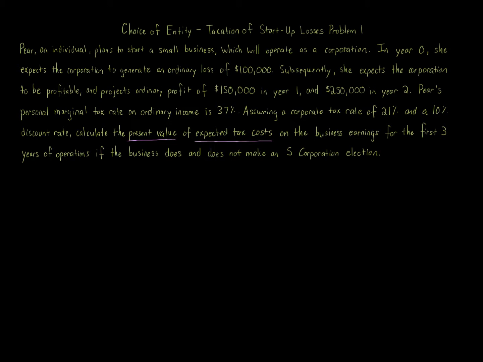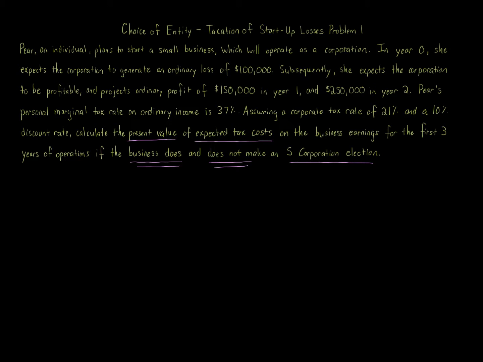So normally when we look at taxes, we don't consider present value, but you really do need to consider present value for the timing aspect. So we need to go through, look at this information, and calculate the present value of the expected tax costs on the business earnings for the first 3 years of operations if the business does and does not make an S corporation election.